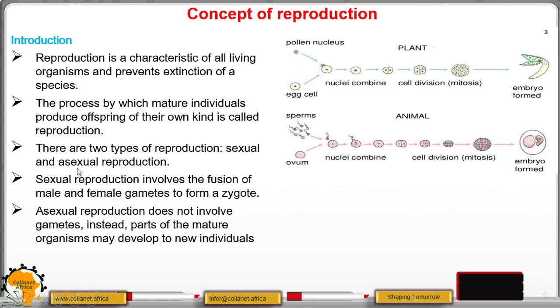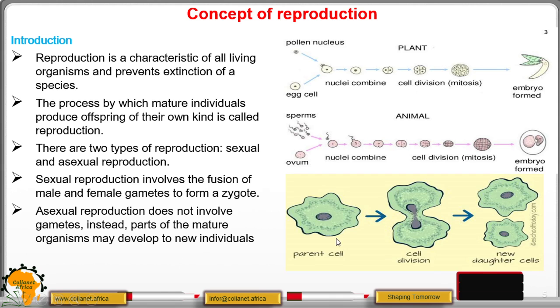The other type of reproduction is called asexual reproduction, and this one does not involve gametes. What happens is that parts of the mature organism develop into a new individual. You may be wondering how. This is it. This is the parent cell. The parent cell divides into two to form new daughter cells.